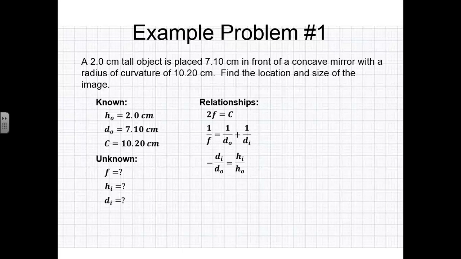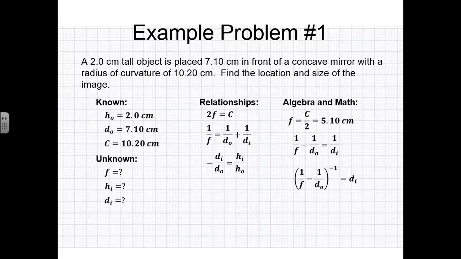Here are three relationships I can make use of. The first relationship is that the radius of curvature is twice the focal length. The second one is the mirror equation, and the third one is the magnification equation. So let's do some algebra. We can calculate the focal length of this mirror, 5.1 centimeters. Then we can calculate the image distance. And so what I've done is I've subtracted 1 over object distance from both sides. And so I would then invert 1 over focal length minus 1 over object distance to get image distance. And so when I plug in my numbers, I get 18.1 centimeters as the image distance.